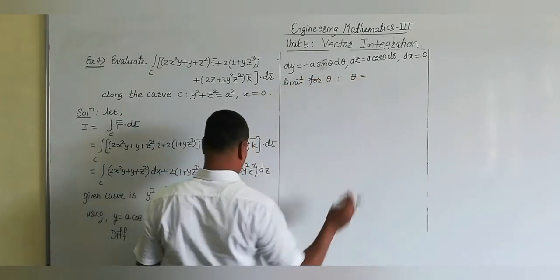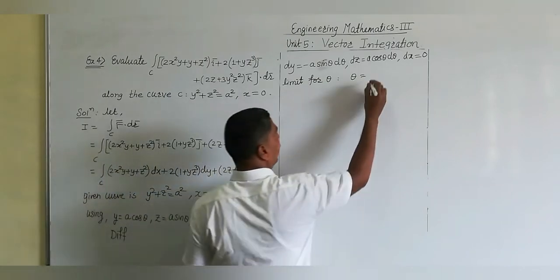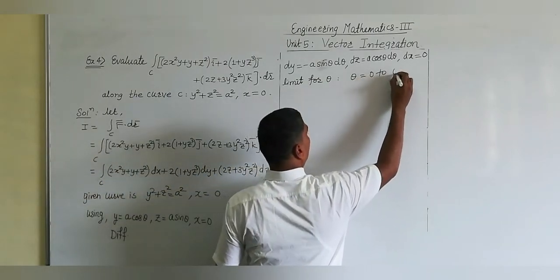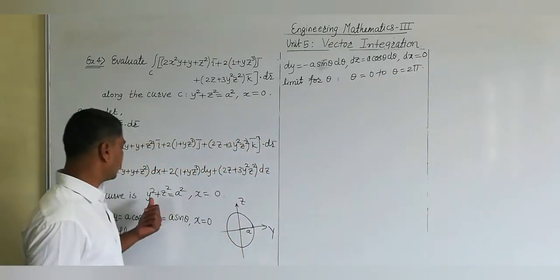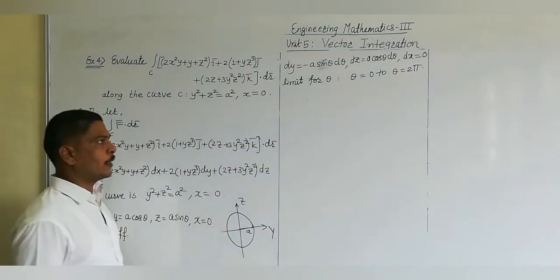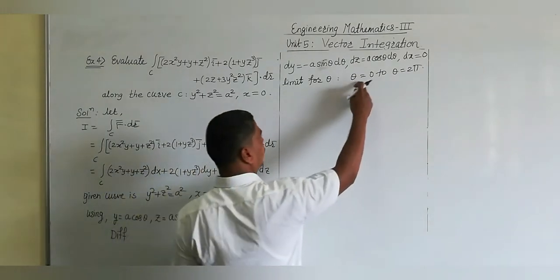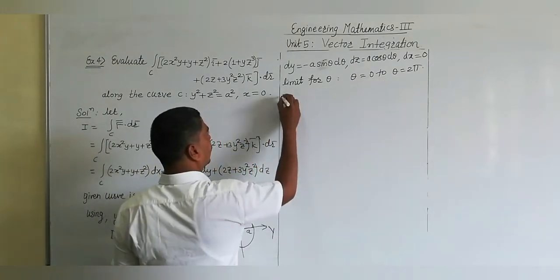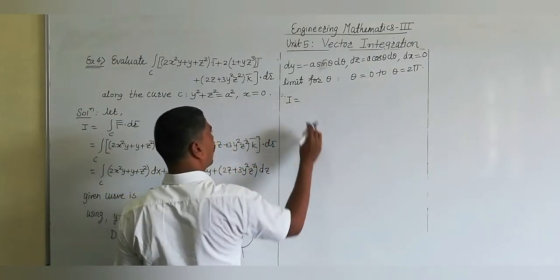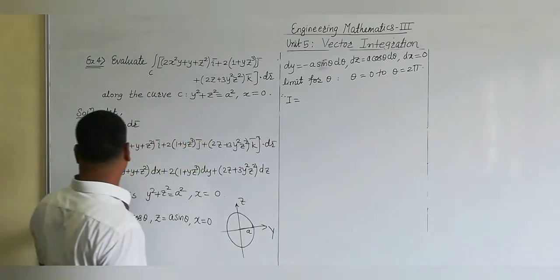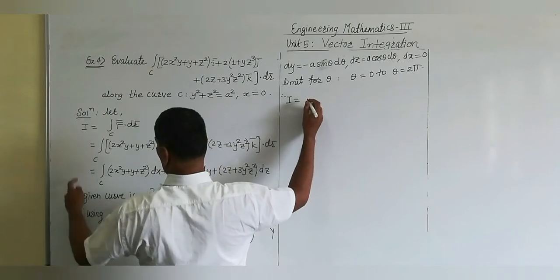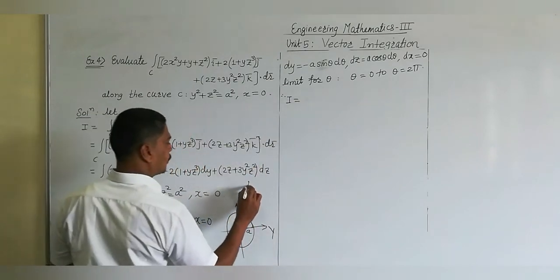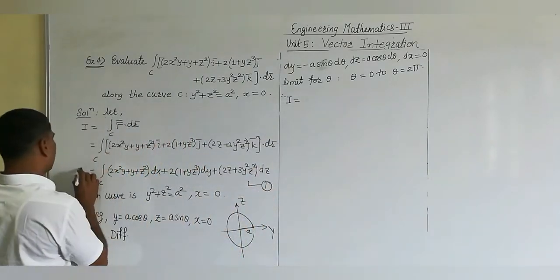varies from, this is complete circle, that's why theta varies from 0 to 2 pi. Okay, this is our complete circle, y square plus z square is equal to a square, and that's why limit for theta becomes 0 to 2 pi, and therefore I is equal to, using all this in our equation, I will say this becomes equation number 1, and use this in equation 1.